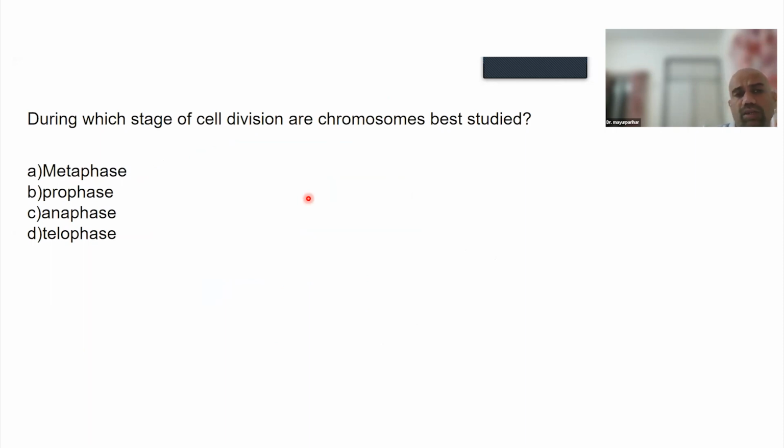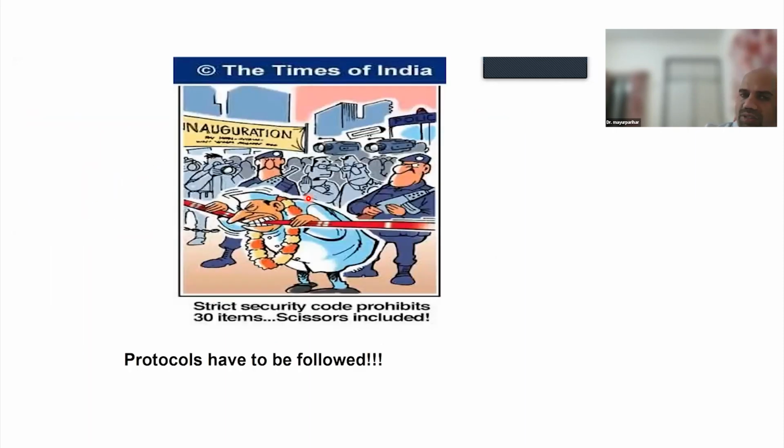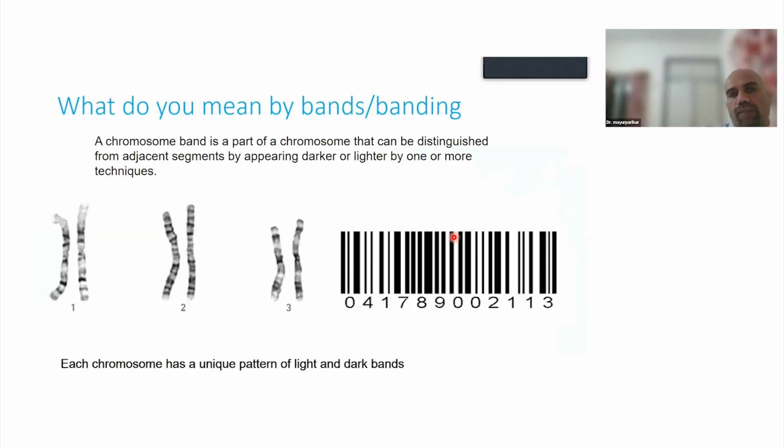Chromosomes are best studied at metaphase, and the protocols have to be followed because this is what you want to look at. You want to look at the chromosomes that are easily visible, they are well separated, the banding pattern is good, but a small error in following the protocol can result in a clumped metaphase like that. And in these cases, you just cannot analyze the chromosomes.